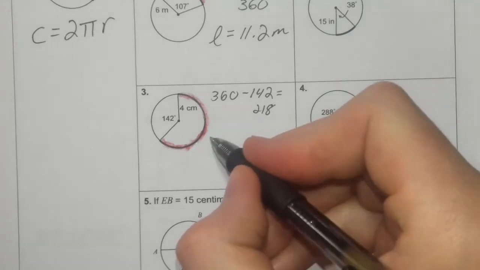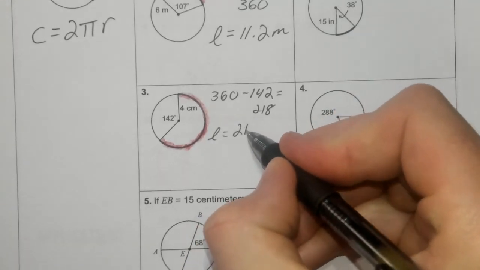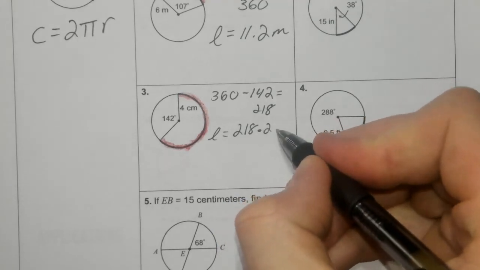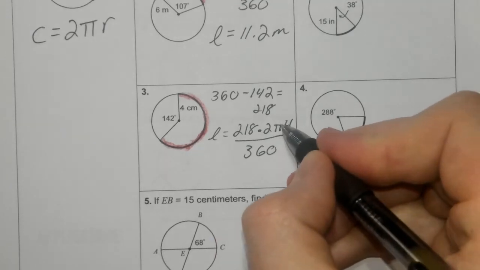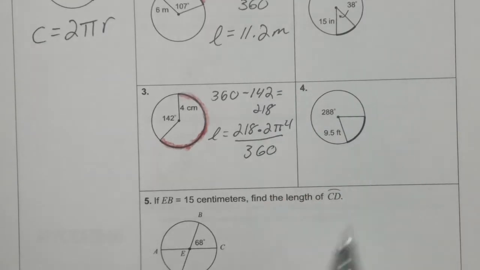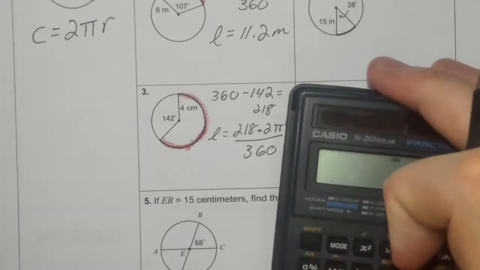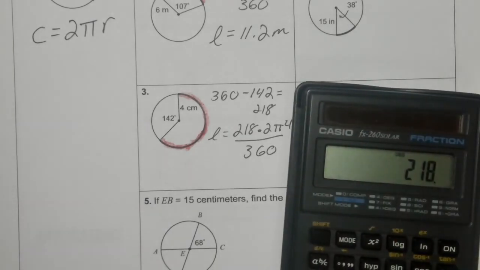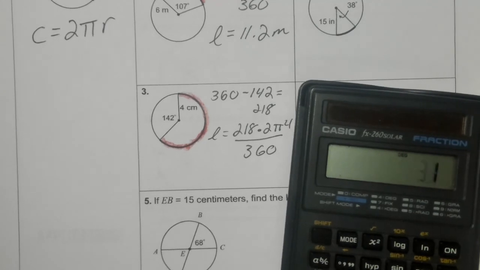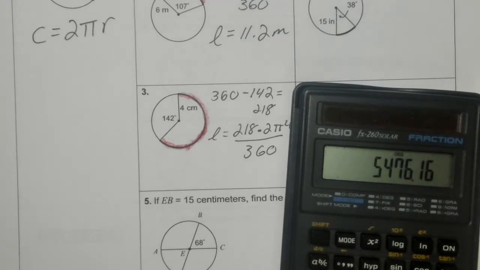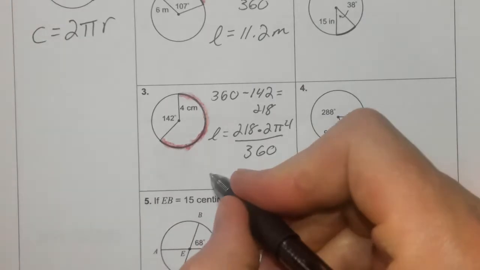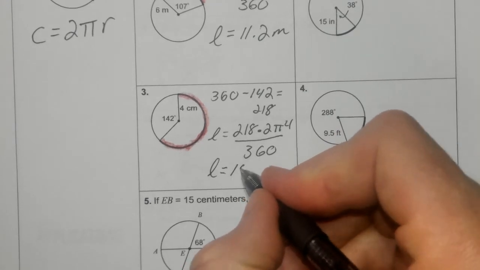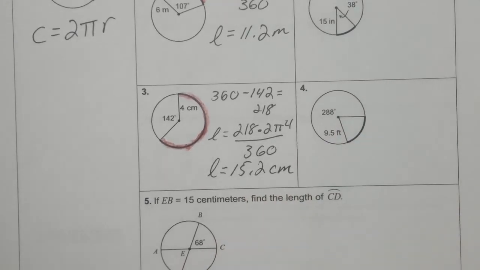So for my formula then, L is going to be 218 times 2 pi 4 over 360. And remember, 4 is just the radius, and we're using 2 pi r in place of circumference. So I'll grab my calculator, and I have 218 times 2 times 3.14 times 4 equals, and then divide by 360, and I got about 15.2 centimeters for that one.